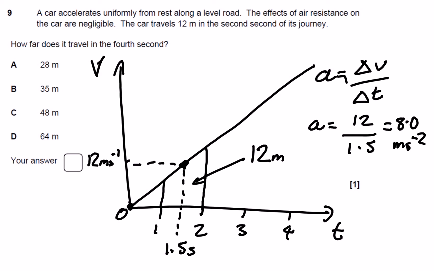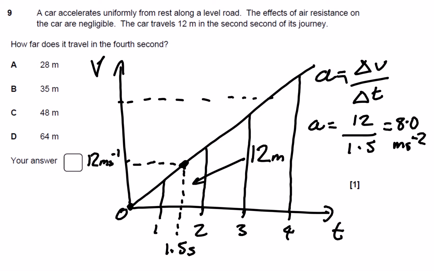Okay, now the question is actually asking how far does it travel in the 4th second. So in the 4th second we're looking for this area here, and this area will be its average velocity between 3 seconds and 4 seconds, and that will happen at 3.5 seconds. So if I can work out what that velocity is, then that will tell me how far it's moved in that second.